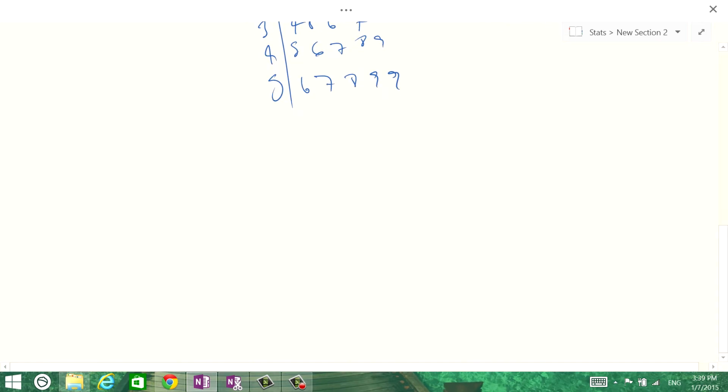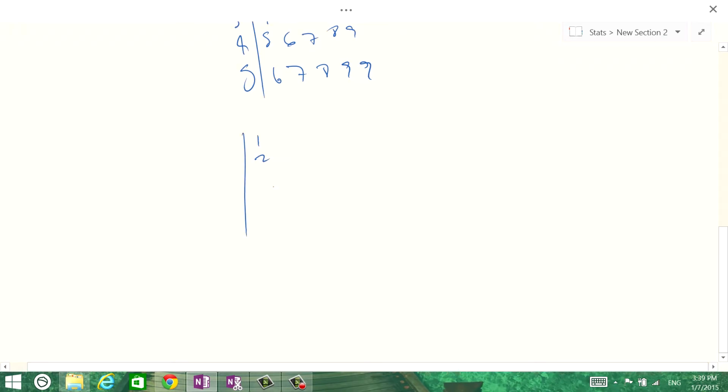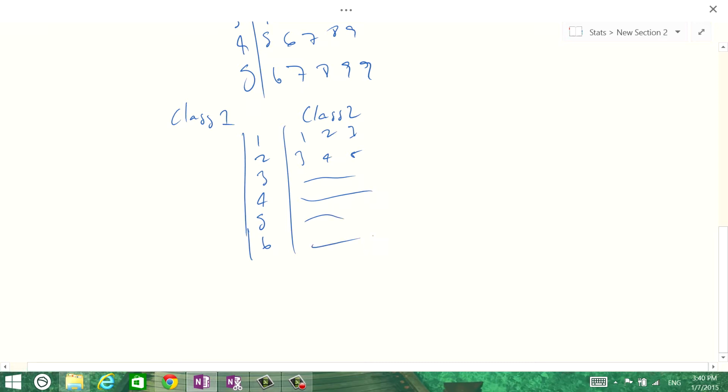You can also, if you have two classes, let's say we're doing test scores again, and this test was out of 60, so 6, and you have class 1, you have class 2. Once again, just some numbers over here. We're not going to have anything over on this side for 6. There's nothing in 6 for class 2.